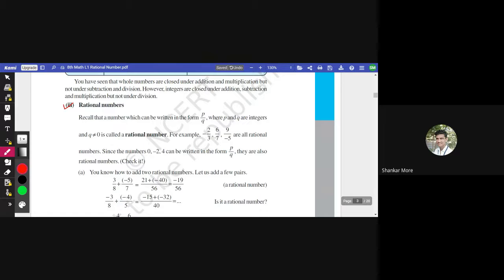So recall that a number which can be written in the form of p by q, where p and q are integers and q is not equal to 0, is called a rational number. अभी rational number की अगर कोई definition पूछता है या फिर you have to write it somewhere, then you can simply define a number which can be written in the form of p by q, जहां पे p and q both are integers. p और q क्या होने चाहिए? Integers होने चाहिए, and q should not be 0. In that case, that number is called as rational number.